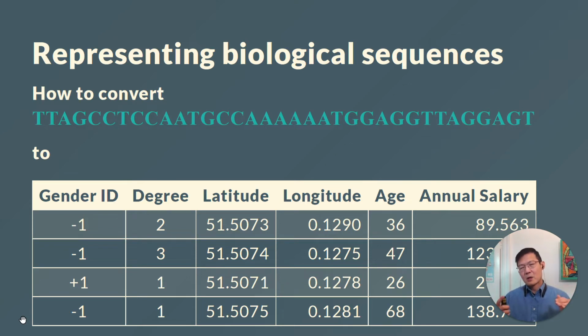Now, for biological sequences, in particular, here we have an example of a DNA sequence which has 4 bases, A, C, T, and G. This can be very, very long. For example, the human genome is 3 billion bases long. So now given a sequence like this, how do we convert that sequence into a numerical representation? That's the topic that I'd like to walk you through today.